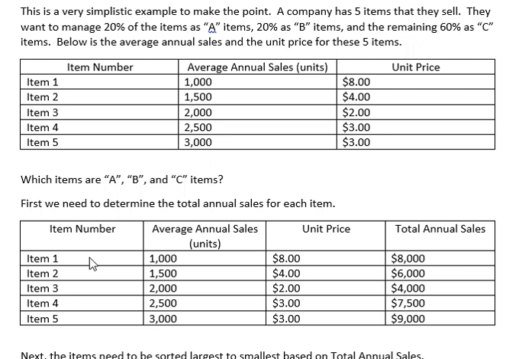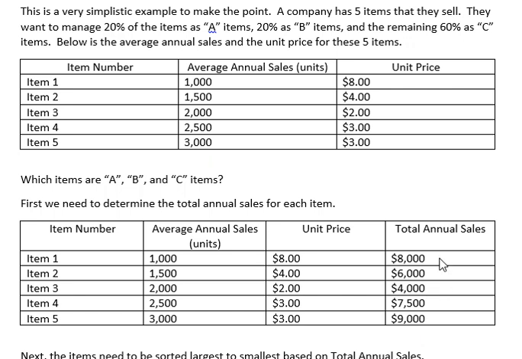So for item 1, even though item 1 costs $8 and costs the most, we only sell 1,000 of these. So if I take 1,000 times 8, my annual sales is only $8,000 for this. Conversely, if you look at item 5, we sell 3,000 of them at $3. If we extend this out, you can see that from a company perspective, item 5 matters more to us because we sell more of it, $9,000, than we do of item 1, $8,000.